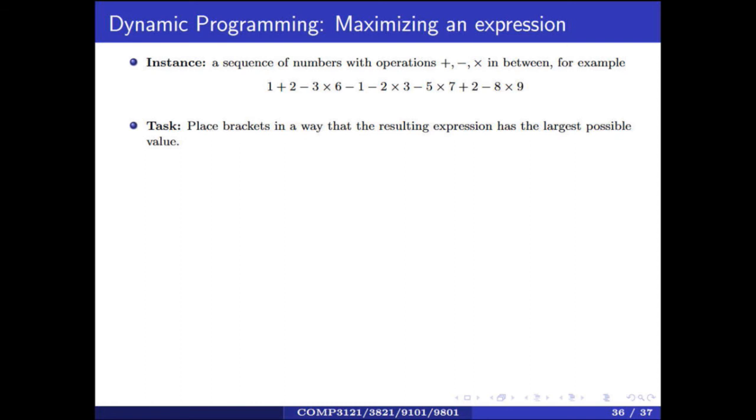So how would you find how to place the brackets so that with that placement of the brackets, this expression attains the largest possible value? What will be the subproblems? What do you think? Will it be a one-dimensional or two-dimensional table? What does this remind you of, placing the brackets? Matrix multiplication, very good. So in matrix multiplication, we found optimal placement between AI up to AJ.